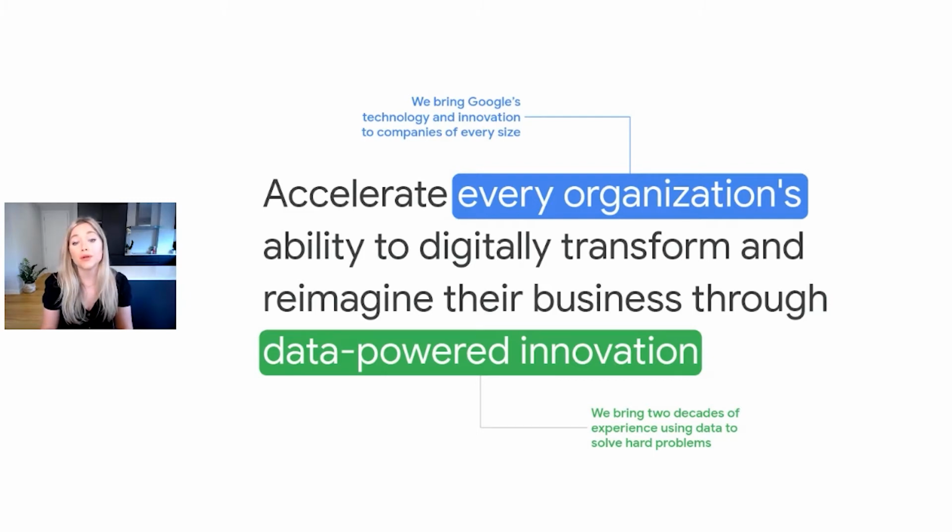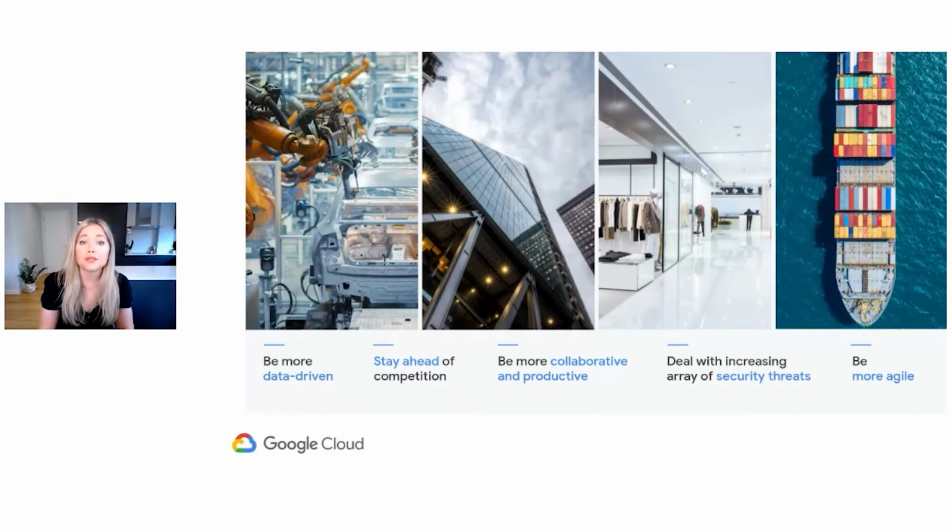At Google, we have a proven history of using data to solve hard problems. Being data-driven is core to how Google operates today, and we know that it's also top of mind for most of our customers too. They're always asking us, how can they get better access to better data to make decisions that ultimately lead to better business outcomes? So at Google Cloud, we want to help our customers adopt cloud technology and infrastructure so that they can be more data-driven, more competitive, more collaborative and productive, improve their security posture, and of course, be more agile and able to move at a greater pace.